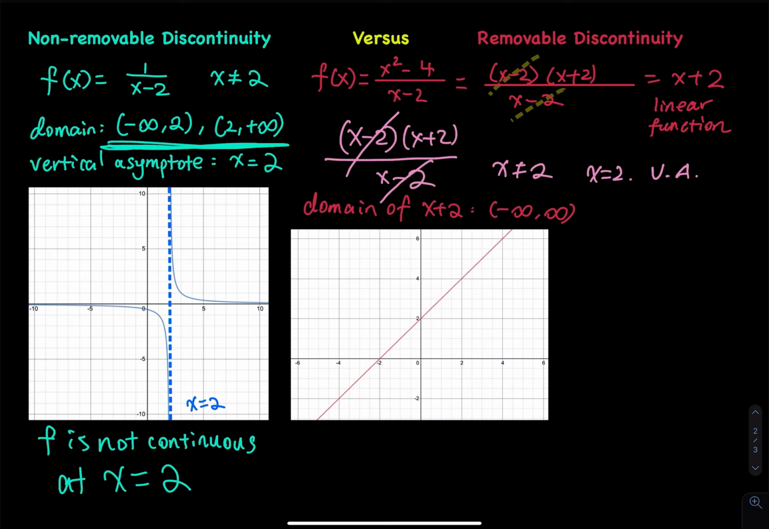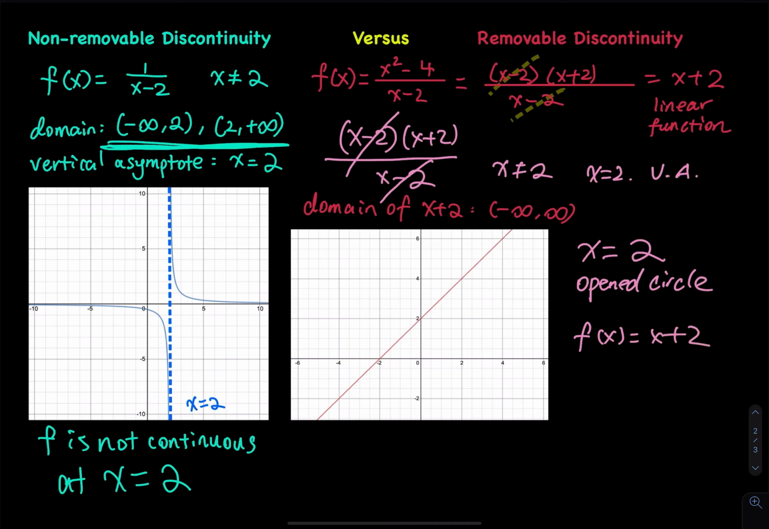So what does the graph look like after the vertical asymptote is cancelled? The answer is when x is equal to 2, there is an open circle. So what does the graph look like? So when x is equal to 2, you have f of x equals x plus 2, right? This is a linear function. When x is equal to 2, you have 2 plus 2 equals 4. It looks like when x is equal to 2, y is equal to 4. This is an open circle.